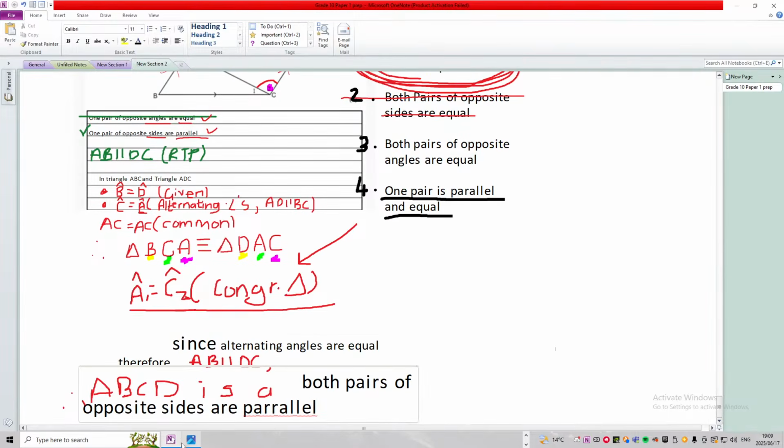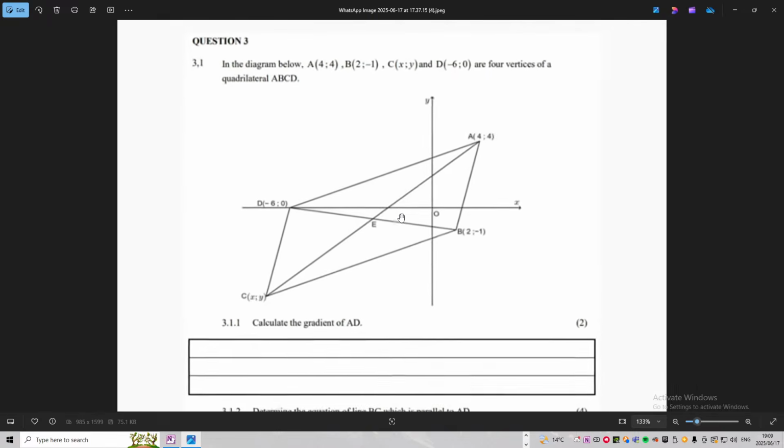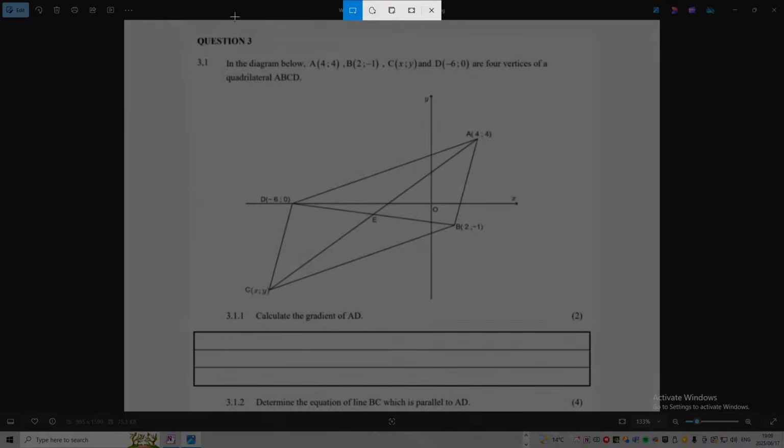Okay, moving on to the next. What do we have next? Let's see. Latita was saying she can't really see. Let me just zoom that in.